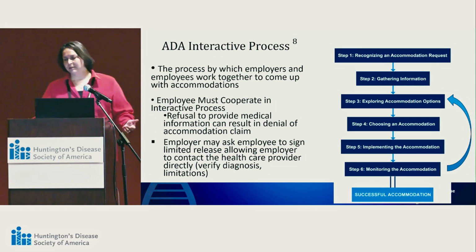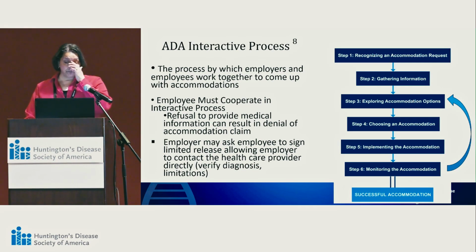So the first step of the process is to recognize the need for the accommodation. The second is to gather the information necessary. So that medical documentation, usually it's your human resource department and not your direct supervisor who's managing that. The third step is to explore options about what might make you be able to do this job. The fourth step is to choose those accommodations. And then the fifth and sixth step are to implement and monitor those accommodations. And you notice I put that arrow over there. That can be a very repetitive kind of process, either because the accommodation didn't work or your condition has changed and now you need a different accommodation.